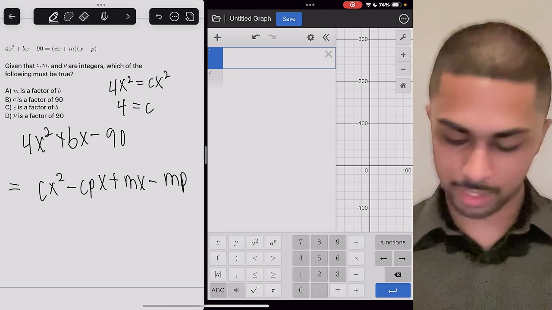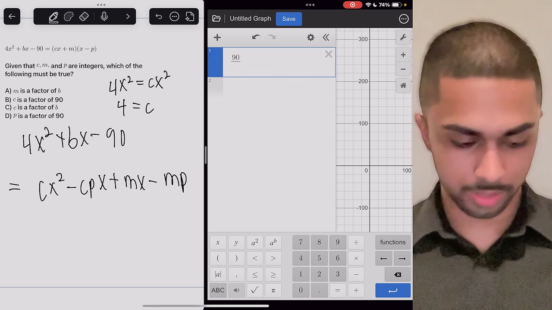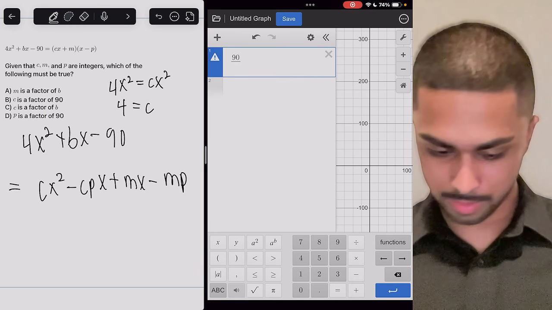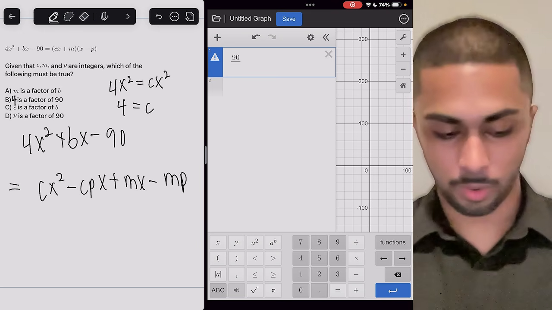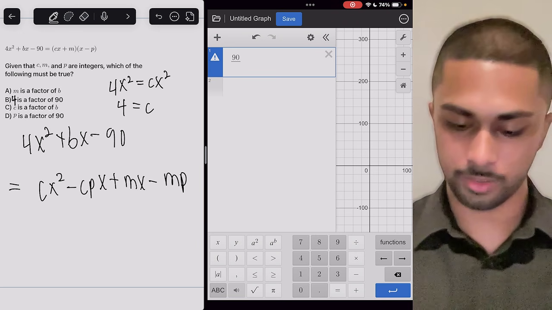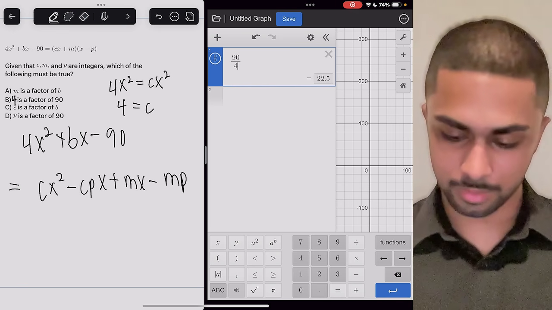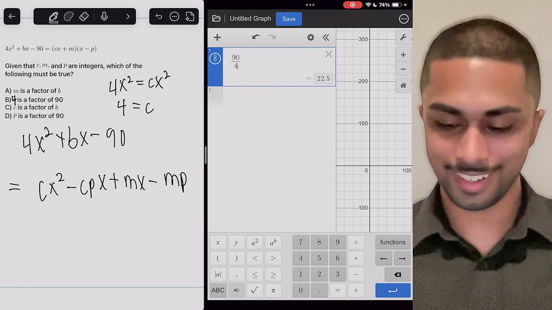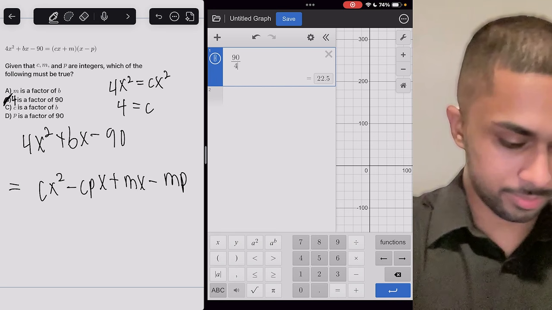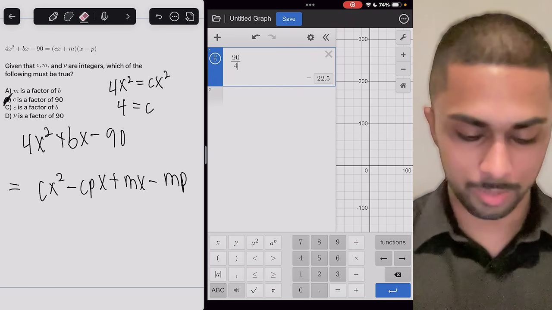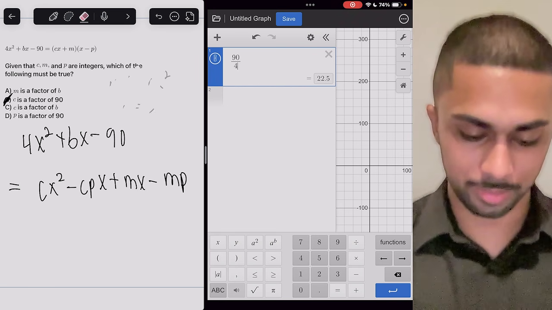And from there, we can actually eliminate answer choice B. Because since we know what C is, 4, is 4 a factor of 90? Well, it's not. 90 divided by 4 is not a whole number. So we can eliminate B. But that's probably the easiest one that we can eliminate.